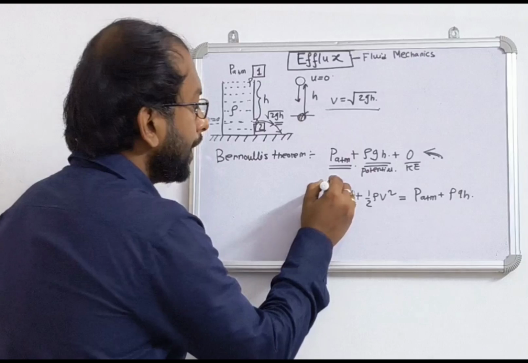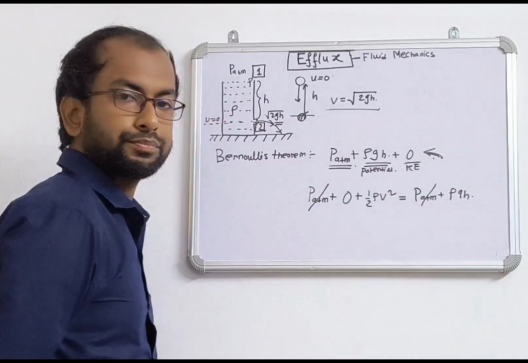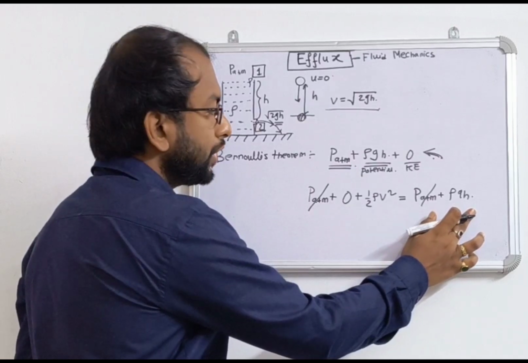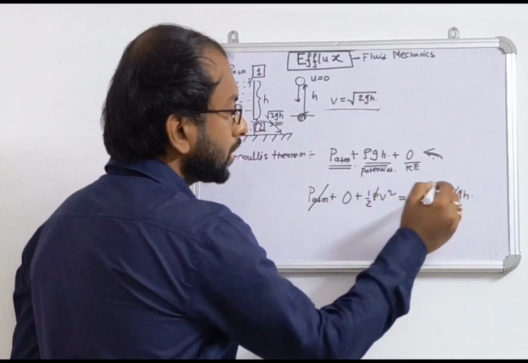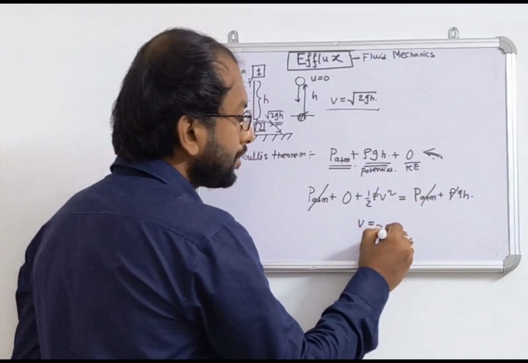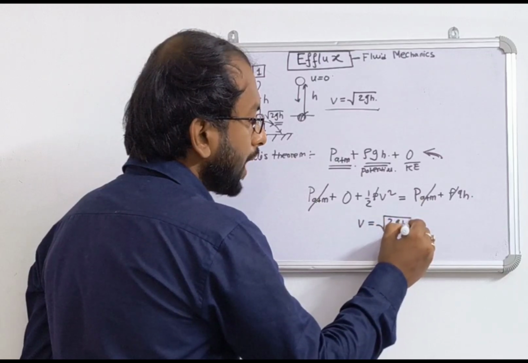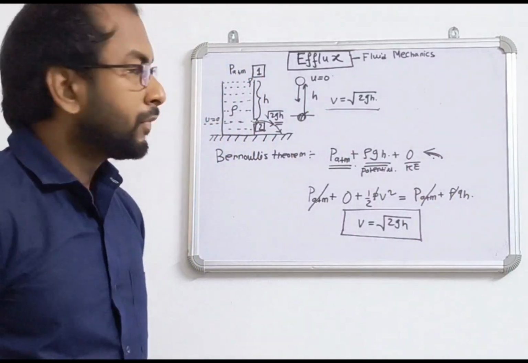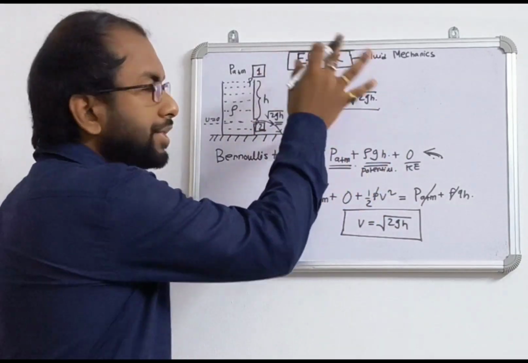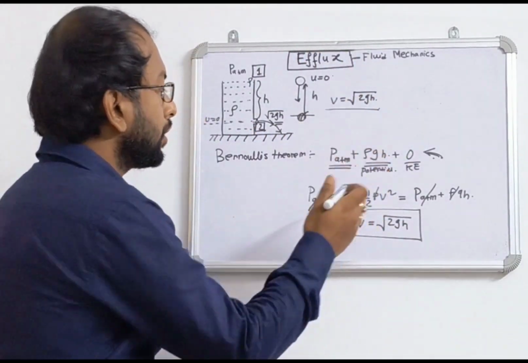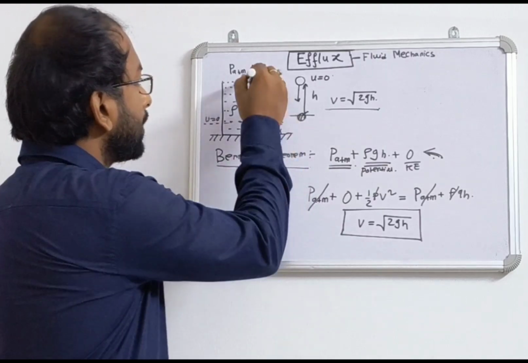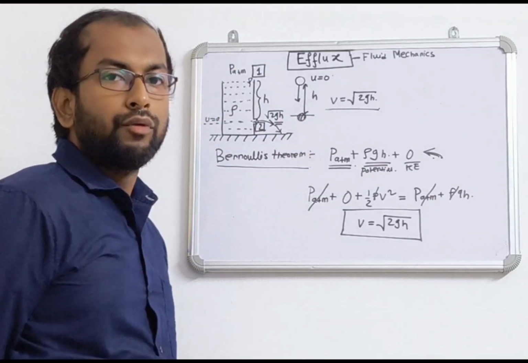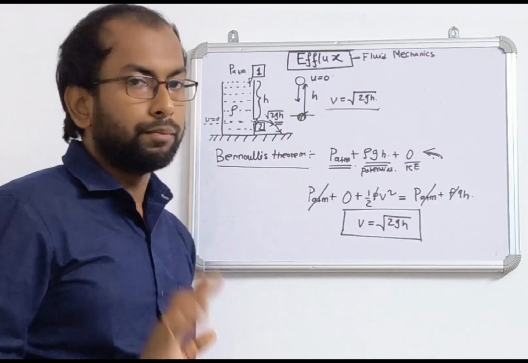Now see, P atm will cancel, so half of rho v square will be equal to rho g h. So rho will also cancel on both sides, so v will be root over of 2gh. That is the actual proof of the velocity of efflux. This is just for an easy demonstration, and if you go into the depth, you have to apply Bernoulli's theorem at the surface level point of the liquid and at the point where it is emerging out through the hole.